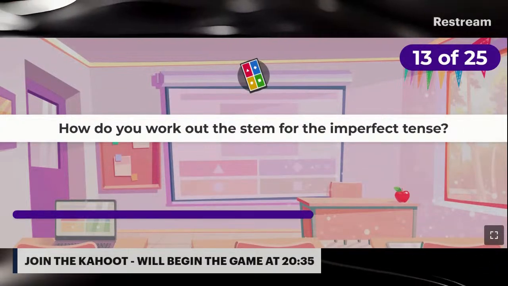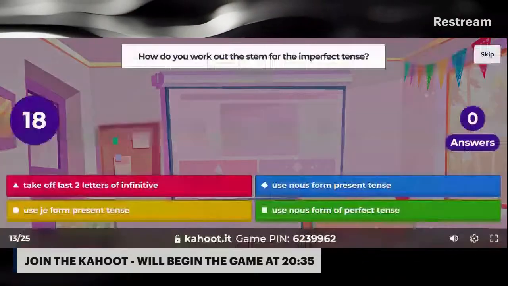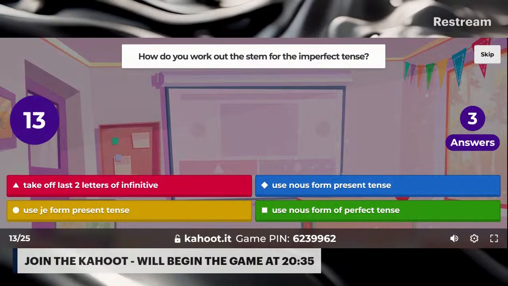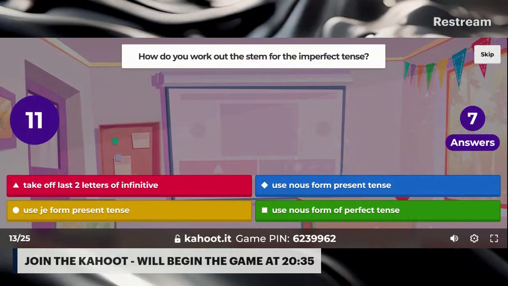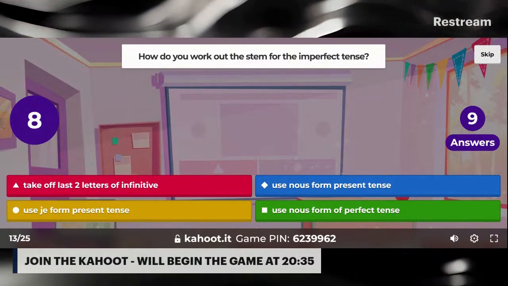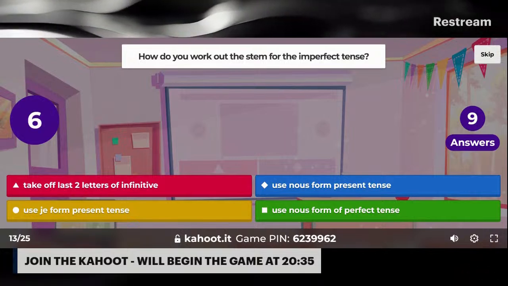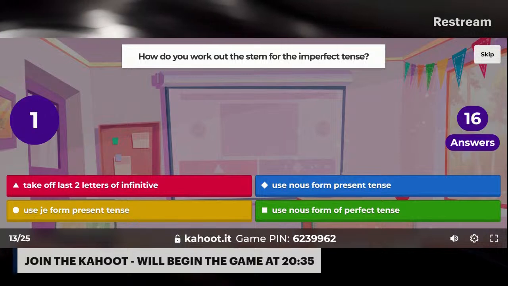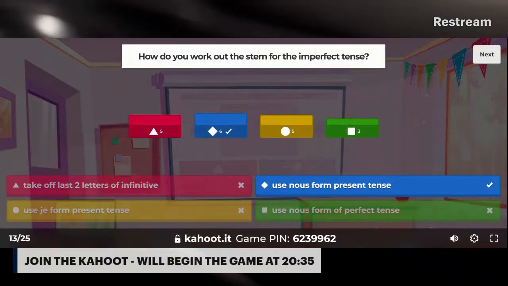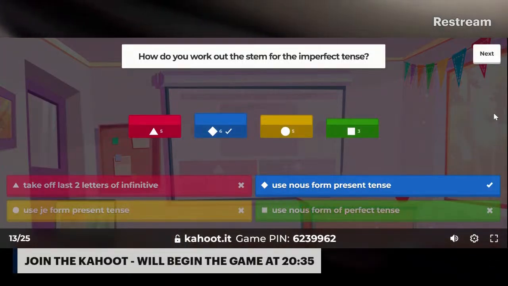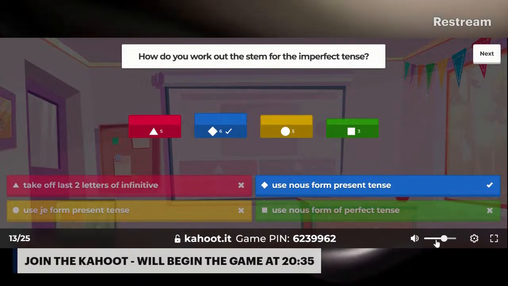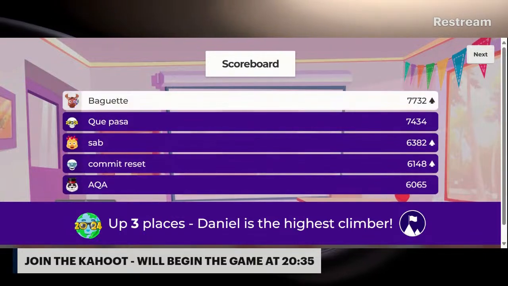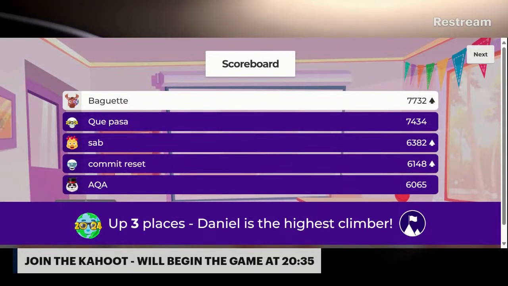How do you work out the stem for the imperfect tense? You take off the last letter of the infinitive, you use nous from the present tense, you use the je form from the present tense, or do you use a nous form of the perfect tense? So you use a nous form from the present tense. It's very rare that you use a nous form from the perfect, okay? Oh, the boards have changed completely, okay.